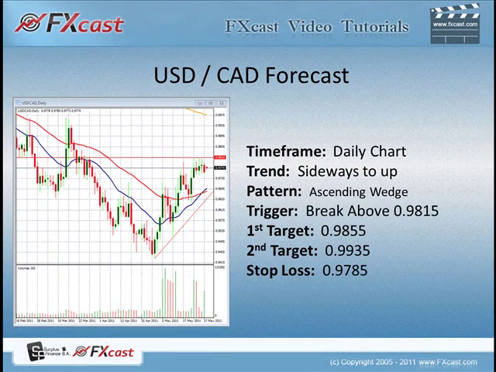Next, we have the dollar Canadian. We're in a sideways up. Long term, it's in a downtrend. The last month, it's been an uptrend. So we have an ascending wedge pattern. Let's pull up the charts and take a look.